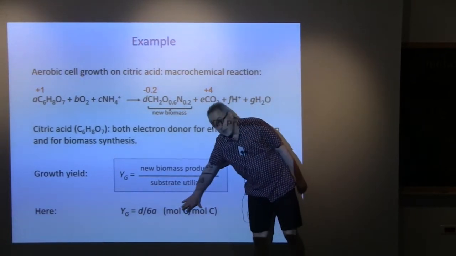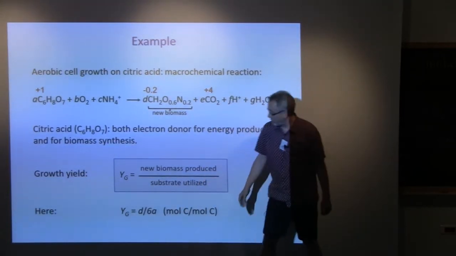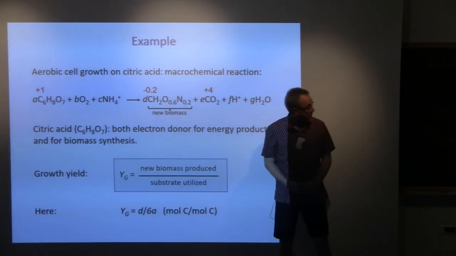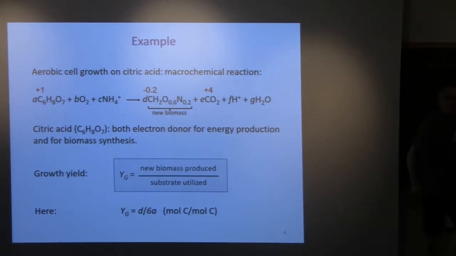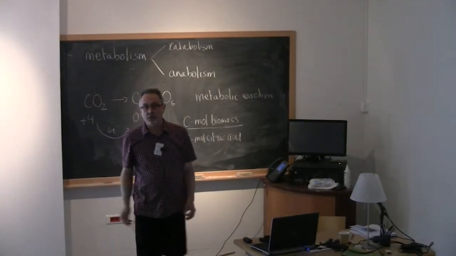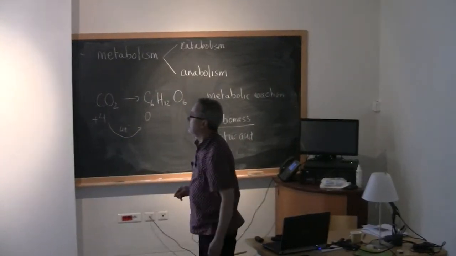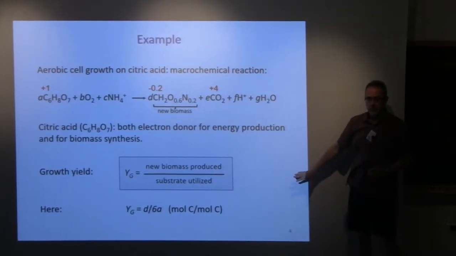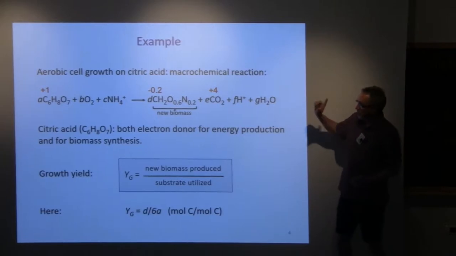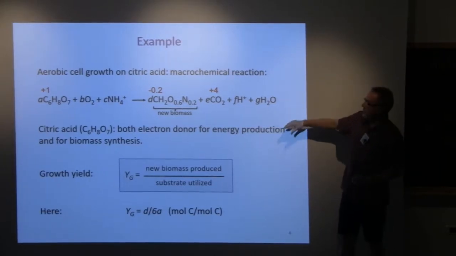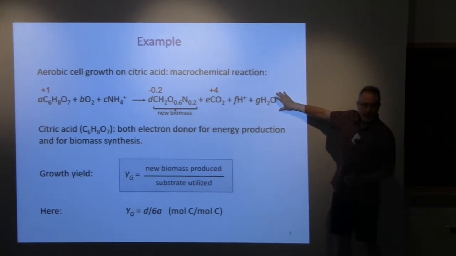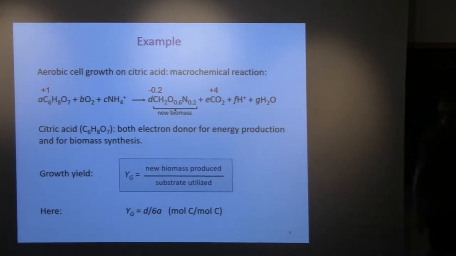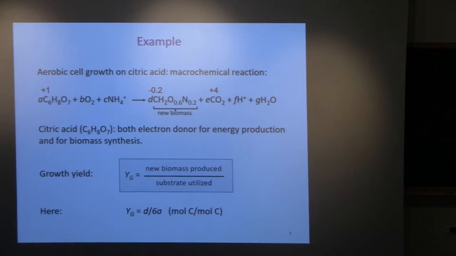So it's always important to specify those units when you talk about a growth yield, because you could also say, well, if I express it in carbon moles of biomass over moles of citric acid, it would be D over 6, right? So make sure you always have these units correct. All right, does this make sense so far? Okay, but one thing I want to point out is that when you do these things, obviously you have to have your reaction right. If you start with the wrong reaction, you're never going to end up having a right solution.